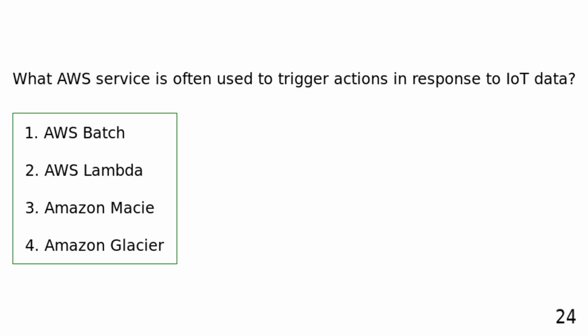What AWS service is often used to trigger actions in response to IoT data? AWS Batch. AWS Lambda. Amazon Macie. Amazon Glacier. AWS Lambda can be triggered to perform actions in response to IoT data processed by AWS IoT Core.